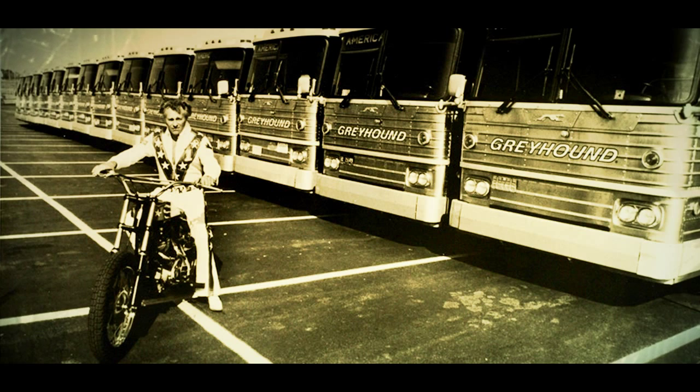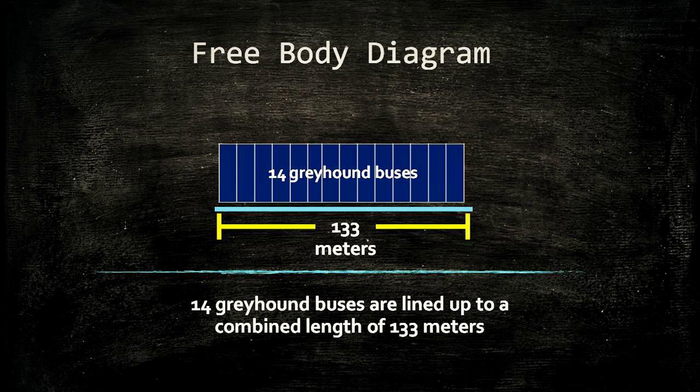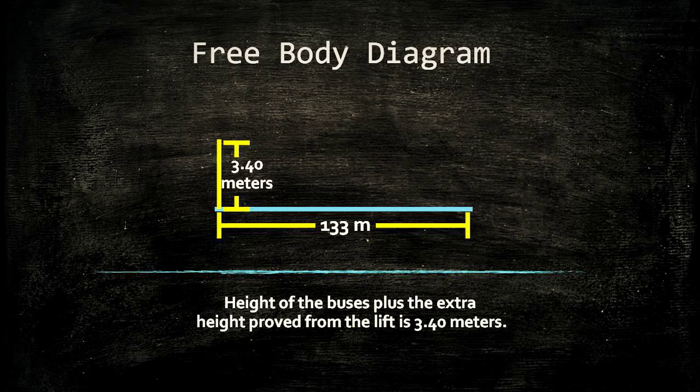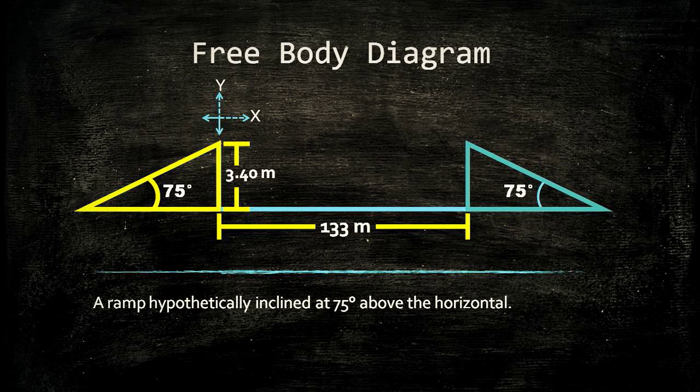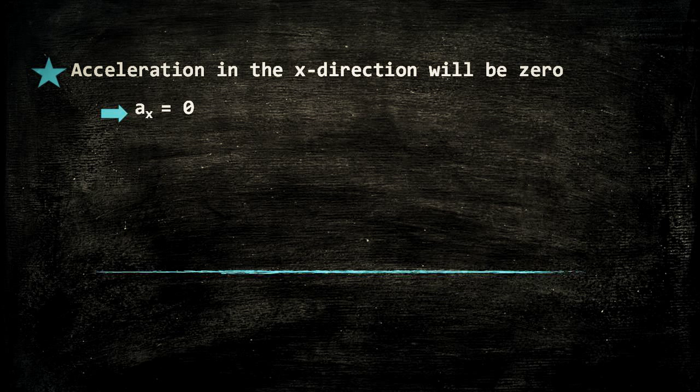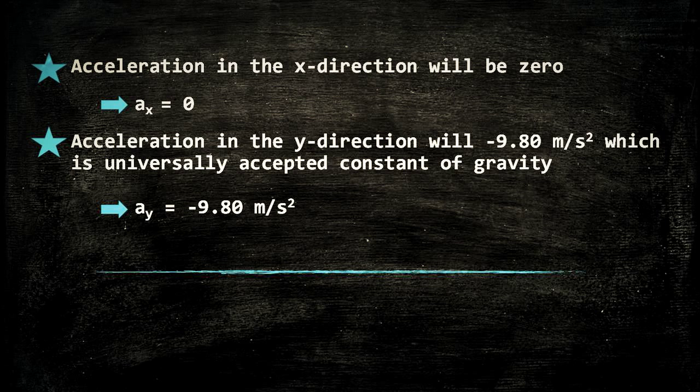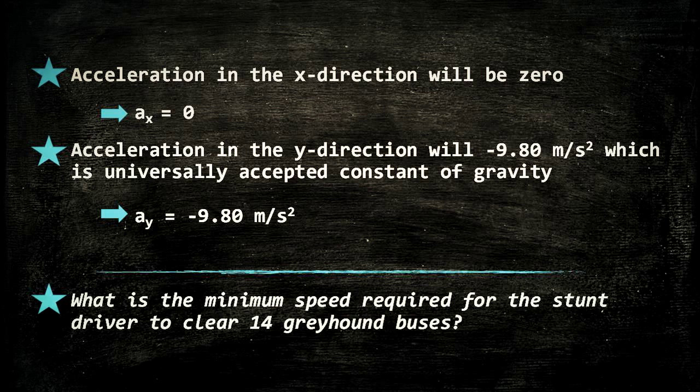So we know that the Greyhound buses are lined up to a combined length of 133 meters with a height of 3.4 meters and are hypothetically inclined at 75 degrees above the horizontal. Assuming the cyclist is traveling at a constant speed, acceleration in the x direction will be zero, since the force of gravity does not act upon this axis. And acceleration in the y direction will be negative 9.8 meters per second squared, which is the universally accepted constant of gravity. What is the minimum speed required for the stunt driver to clear the 14 Greyhound buses?